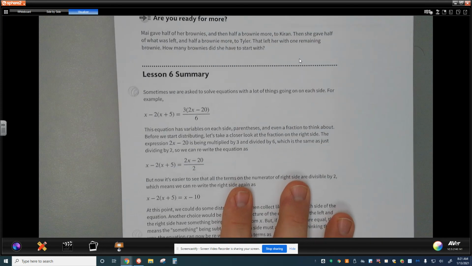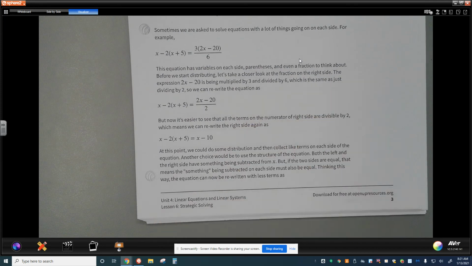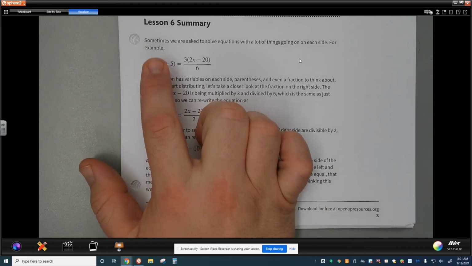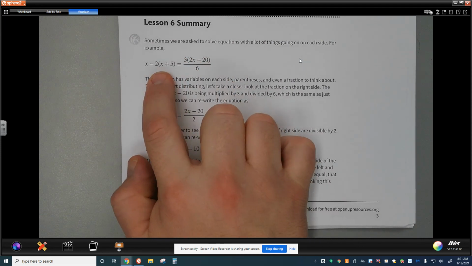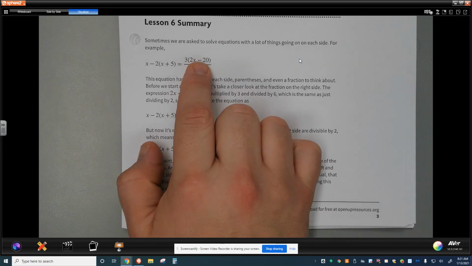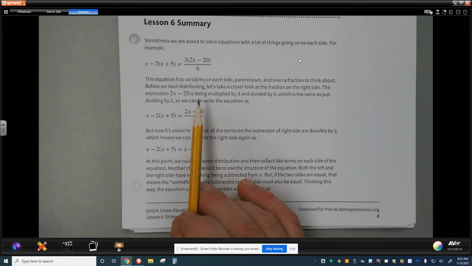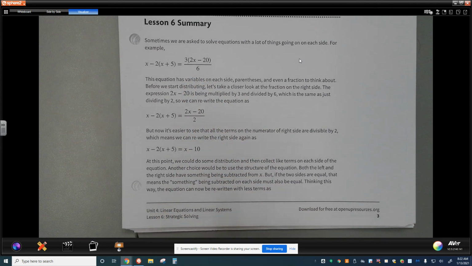Here's your recap for the lesson. Sometimes we're asked to solve equations with a lot of things going on each side. For example, here's an equation here with an expression that has distributive property and such, and here's one with distributive property and division. It has variables on each side, parentheses, and even fractions to think about, but before we start, we need to take a closer look at the fraction on the right side of that expression. And we need to understand that it's just being multiplied by 3.